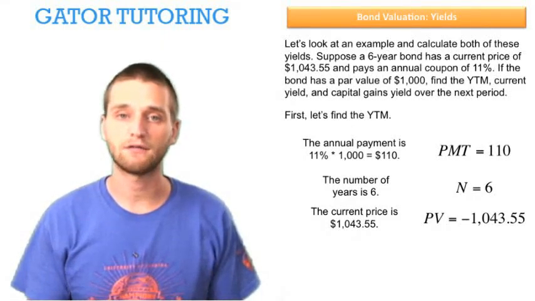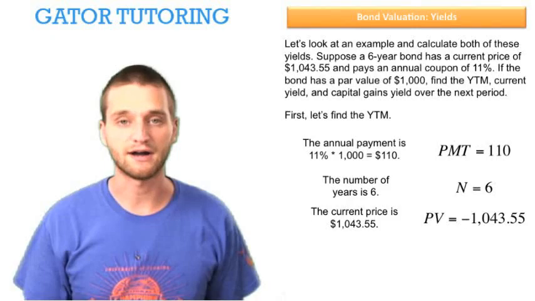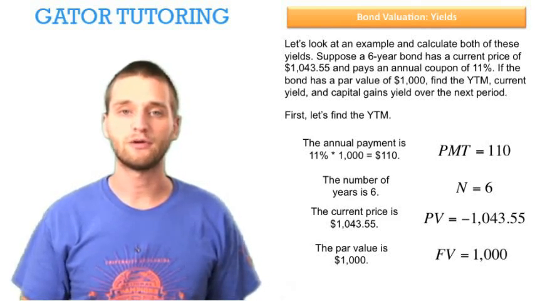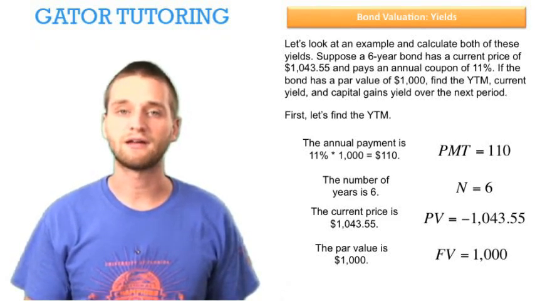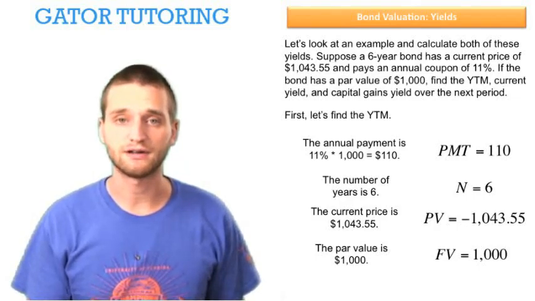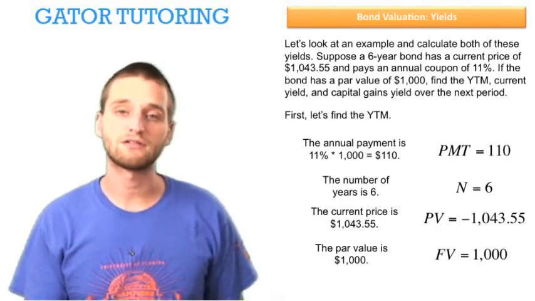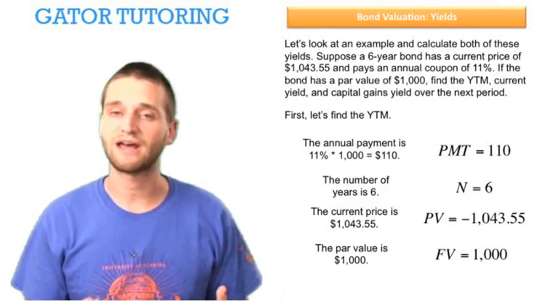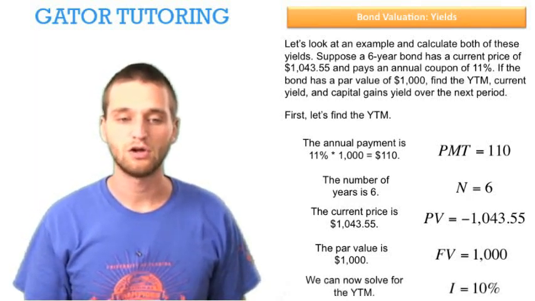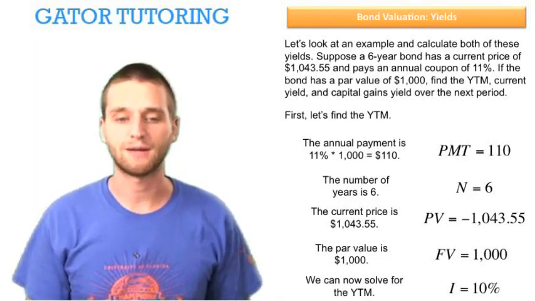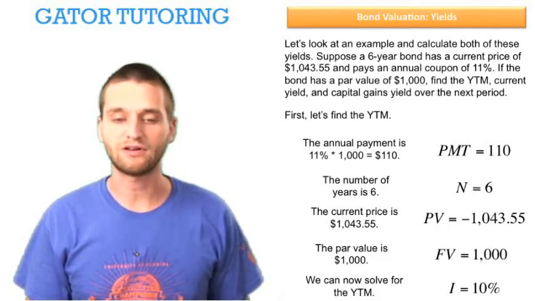It would be a cash outflow for us if we were to buy the bond. The par value is $1,000, so we enter that in as a positive value for future value since we'll be receiving this 6 years from now when the bond matures. It's a cash inflow to us. We can now solve for the yield to maturity by pressing the interest rate button, and we see that it's 10%.